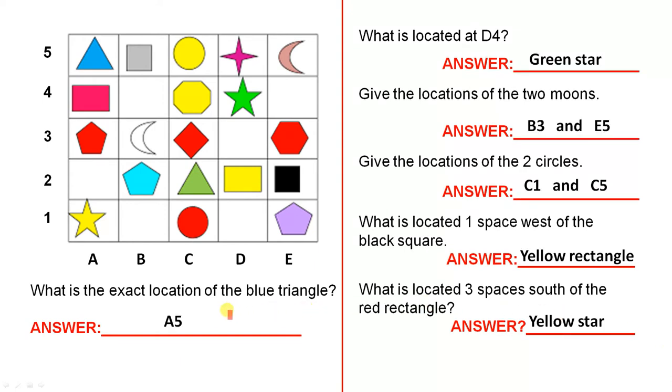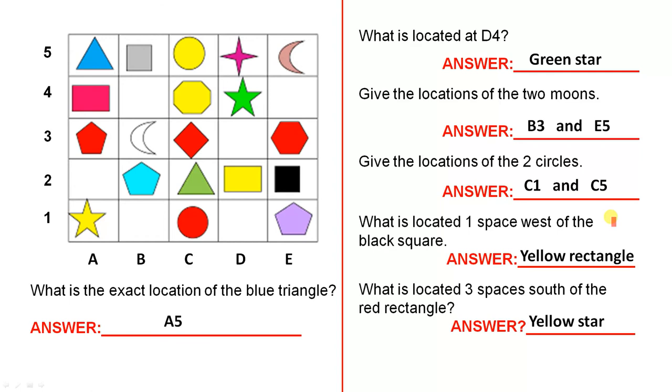So the blue triangle is at A5. D4 has the green star. The locations of the two moons are B3 and E5. If you wrote E5 and B3, that is correct. Give the locations of the two circles. That is C1 and C5. You can have them in any order.